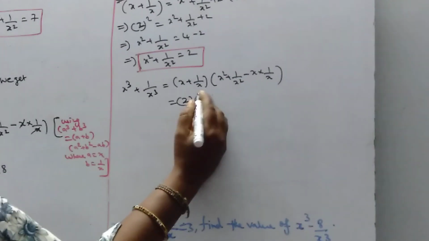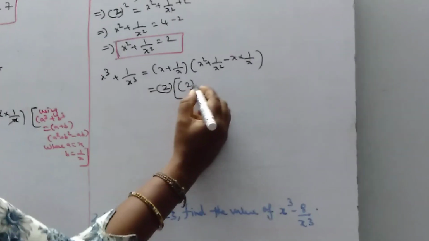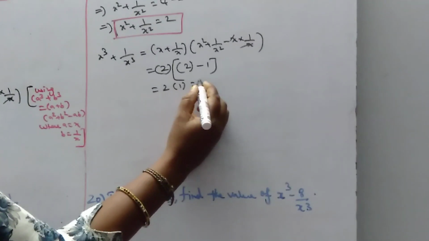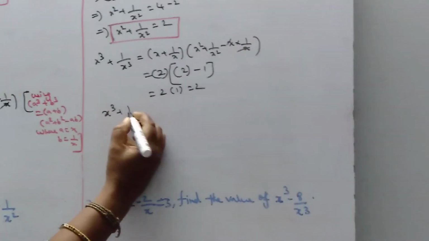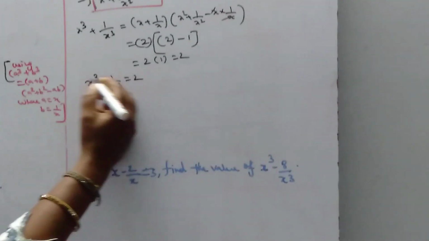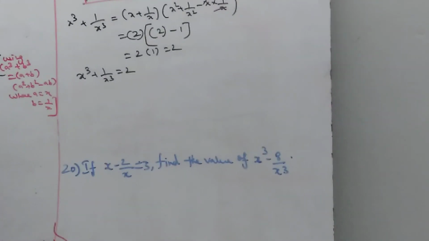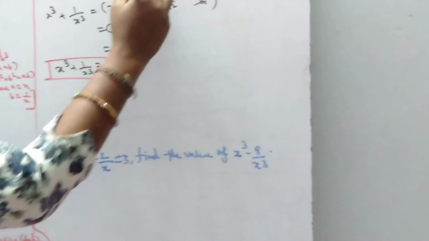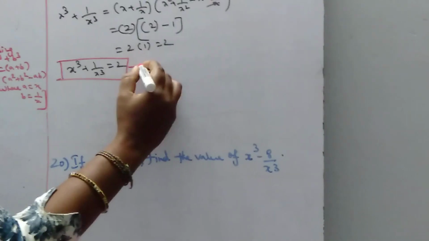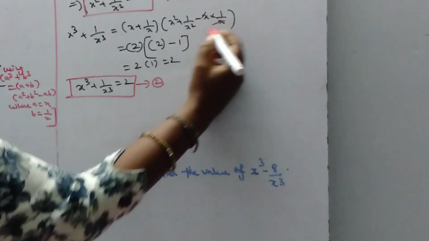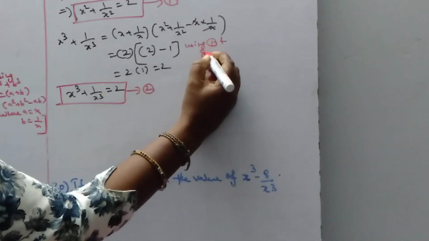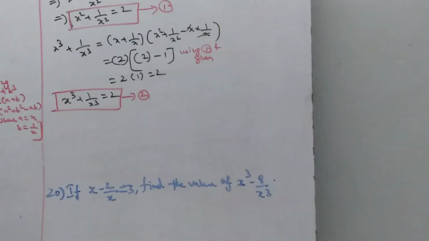Then minus 1. So which is what? 2 into 1 here is 2. That is x cube plus 1 by x cube here is 2. Second one. So this is first, this is second. Here using the first result and given, we have substituted the value.